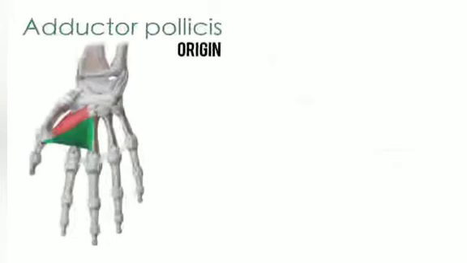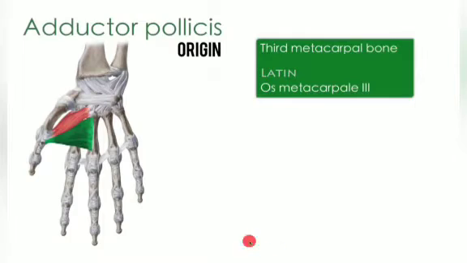Now moving on, still on the origin, but this time on origin points of the transverse head of the adductor pollicis. And I can tell you that there is 1 origin point for this one. And you can clearly see that it's the third metacarpal bone.